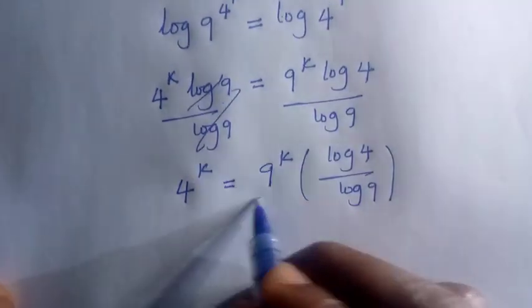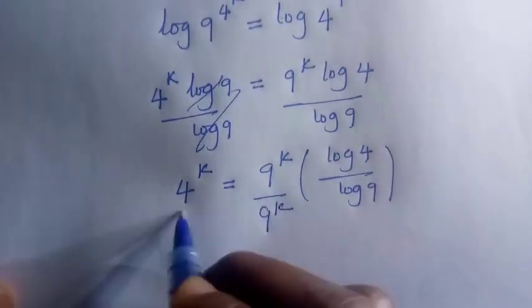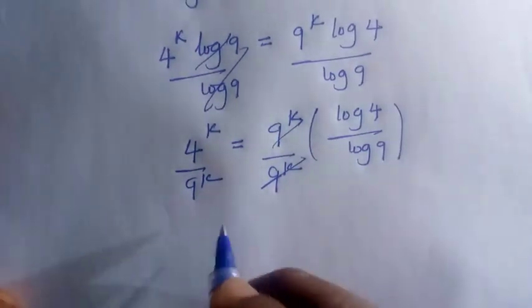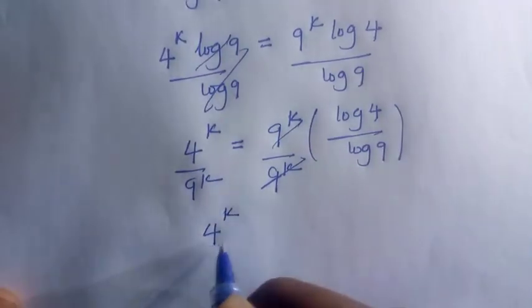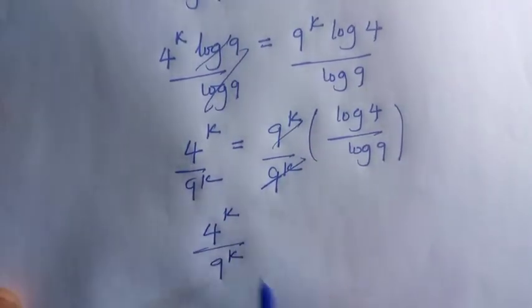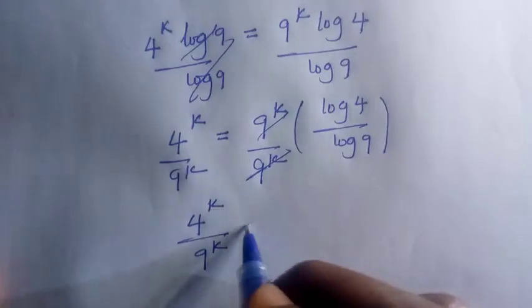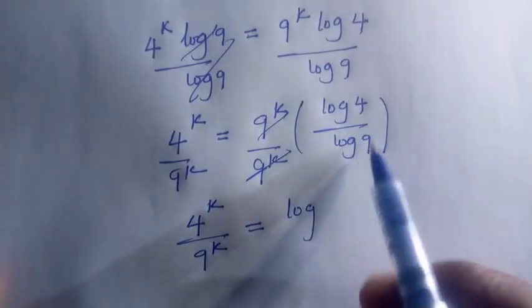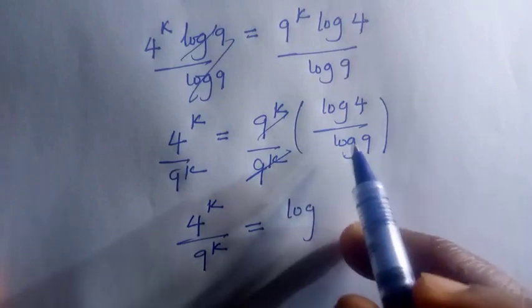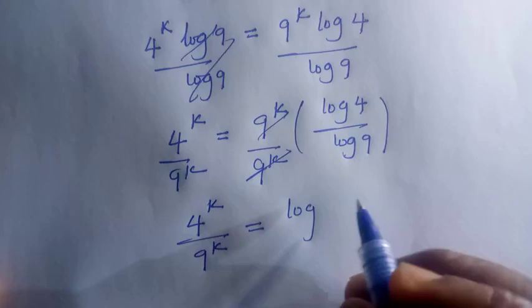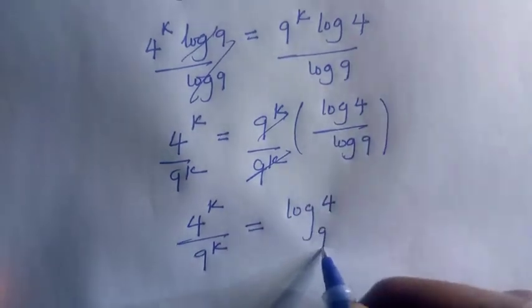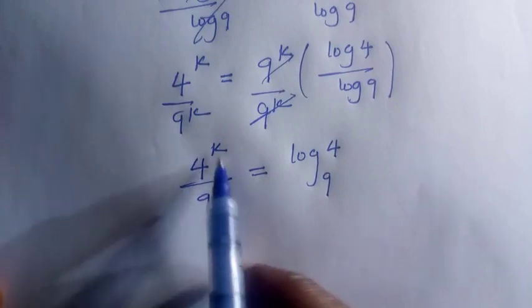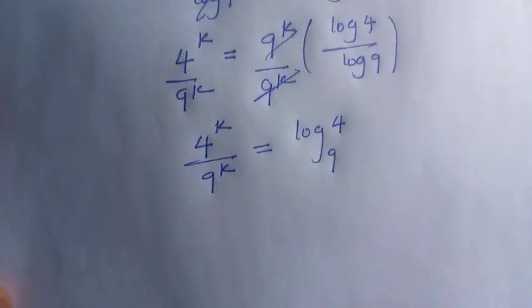So next, we also try to divide both sides by 9 to the power of k. As we have 9 to the power of k cancelled, at this side we have 4 to the power of k divided by 9 to the power of k equals, here we have log 4 divided by log 9. Anytime we have log 4 divided by log 9 like this, or any other values that are related to this, we write it as log 4 base 9. Then here we have 4 over 9 and both of them are raised to the power of k.